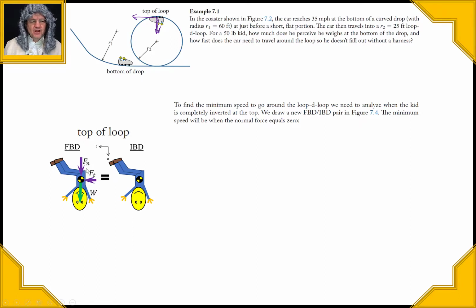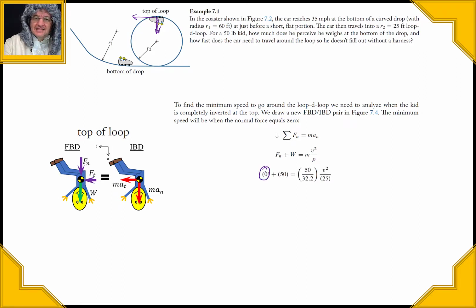I'm drawing in the normal force that's actually here, but we're going to see in a second that it's going to be 0. The direction of the acceleration is going to be towards the center. We know that. Then we write this out, but we take the normal force as 0 because that's going to be the minimum, right?